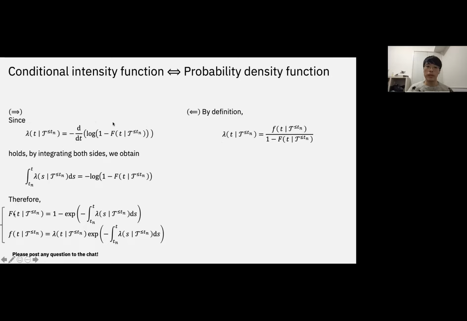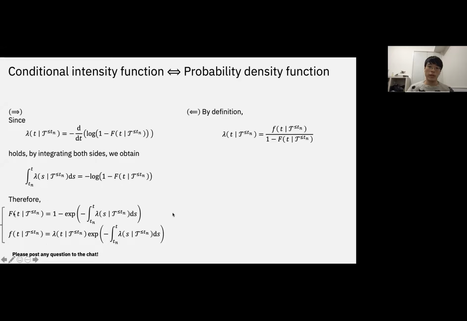So once we obtain this representation, by integrating both sides of this equation, we obtain this one. And by solving this equation with respect to capital F, we obtain this representation of the cumulative distribution function F in terms of the conditional intensity function. And by differentiating this function by t, we obtain the probability density function representation of a point process.